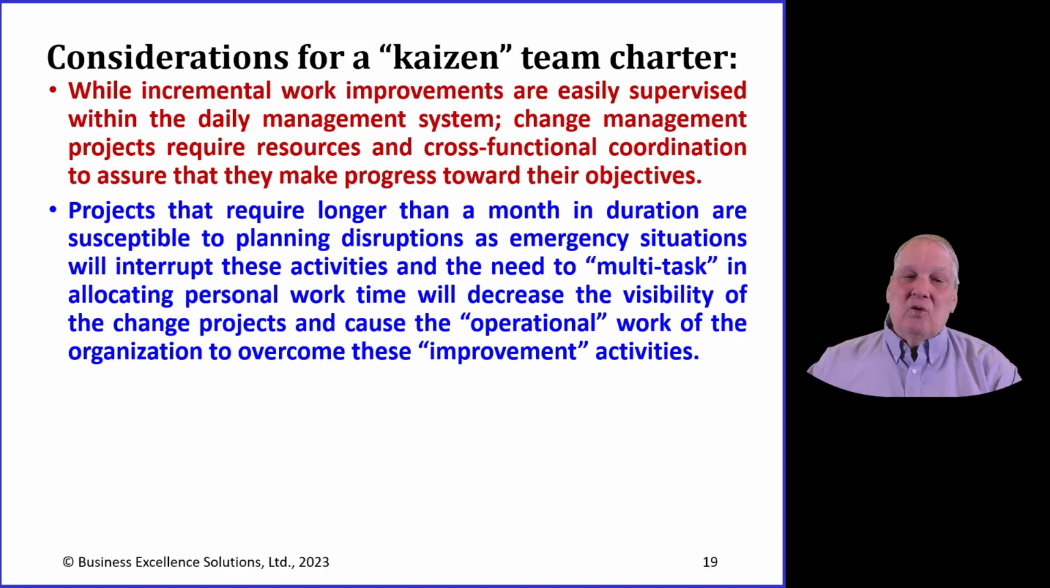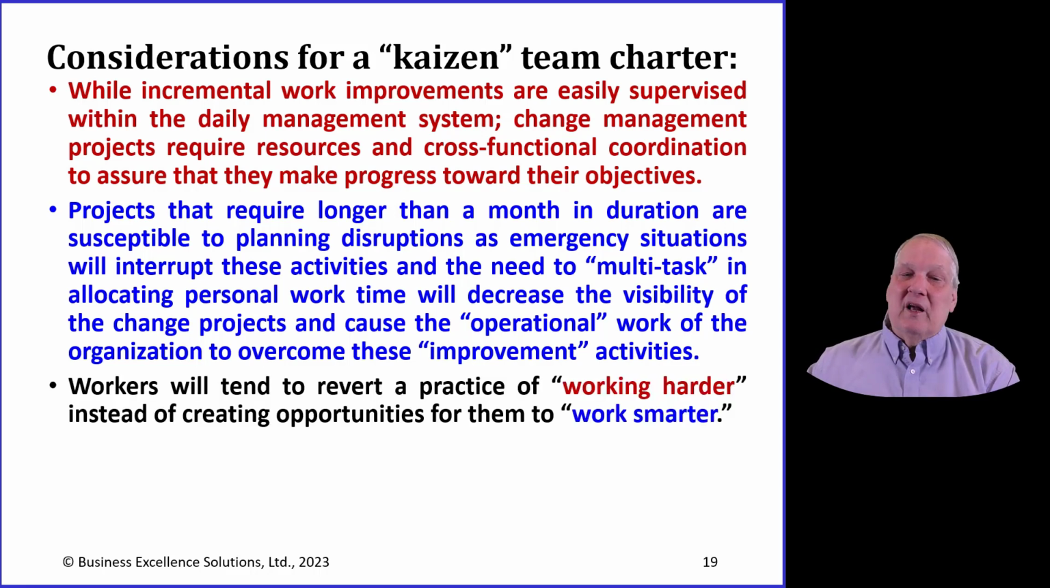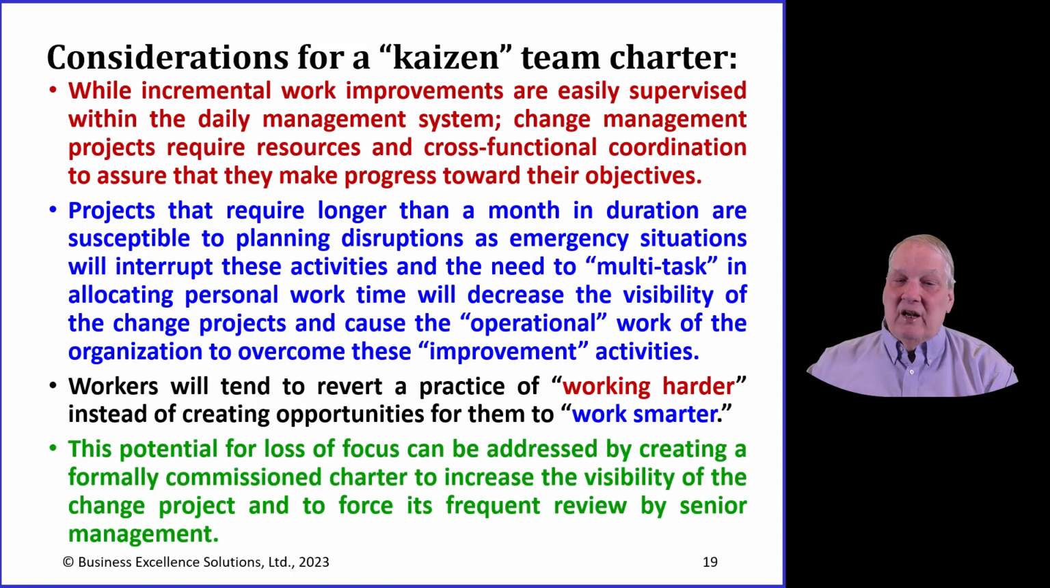Projects longer than a month in duration are susceptible to planning disruptions because emergency situations occur that mean people multitask and they allocate their time in the wrong way, and that work time can decrease the visibility and cause operational work of organizations to overcome the improvement work. So what happens is there's delay in the improvement activities. Workers then tend to revert to a practice of working harder, longer hours, working weekends, second shifts, and so forth, instead of working smarter by fixing processes to eliminate the problems that exist and are inherent in them.